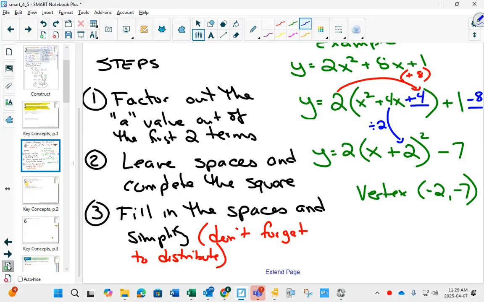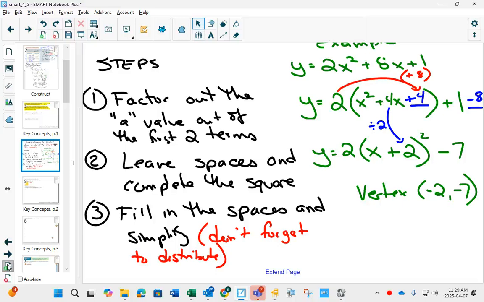I could graph it quickly. I know where my vertex is. I could quickly find my range. There's a lot of things that you can quickly find if you have vertex form. If you have general form, you know if it opens up or down. You can't find the range easily. You can't find the vertex easily. Y-intercept is pretty nice. That's about it. So the general form isn't as helpful.